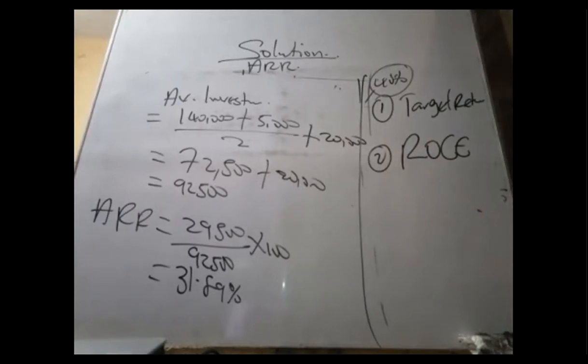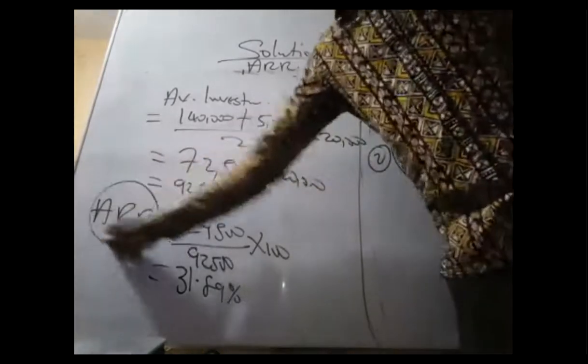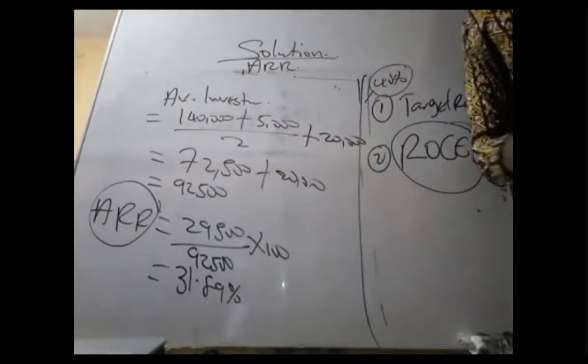So I'll give a trial where kindly go and tell me the difference between ROCE, return on capital employed, and accounting rate of return. Tell me the difference.